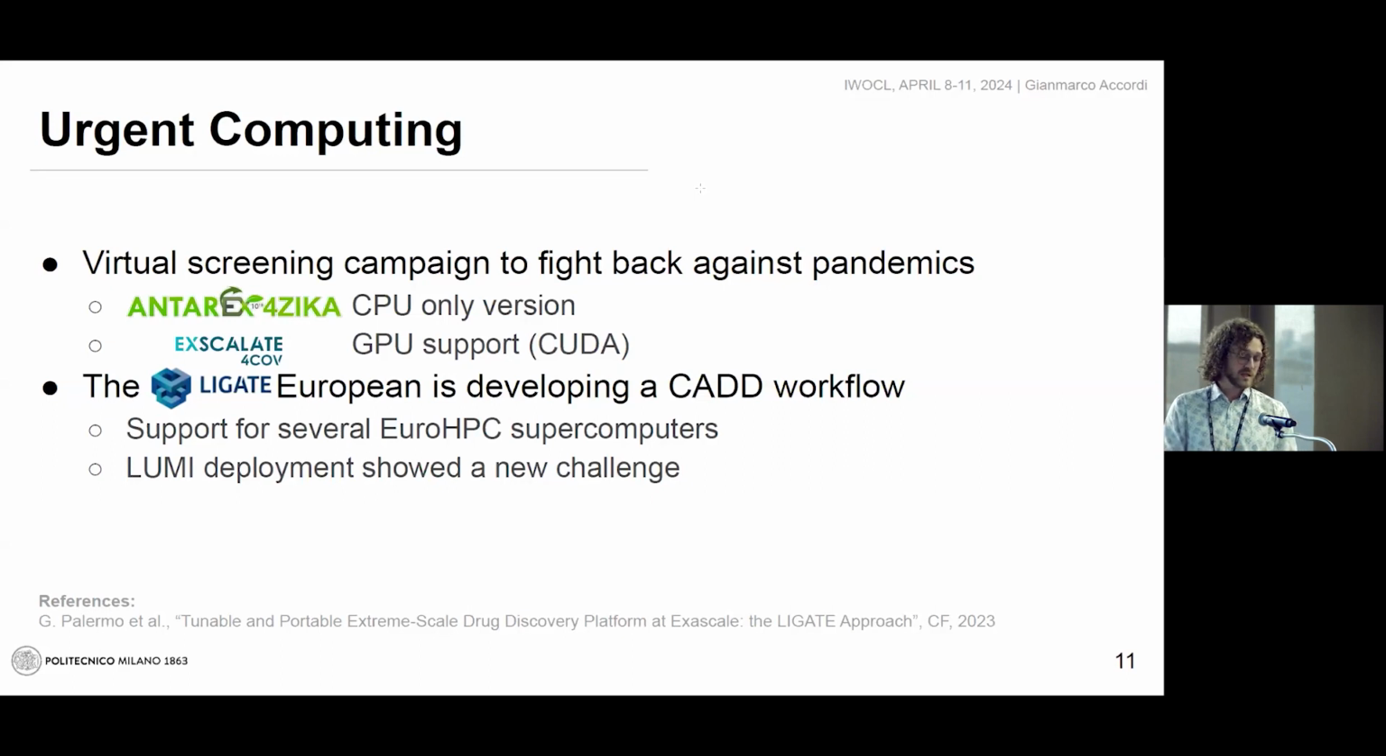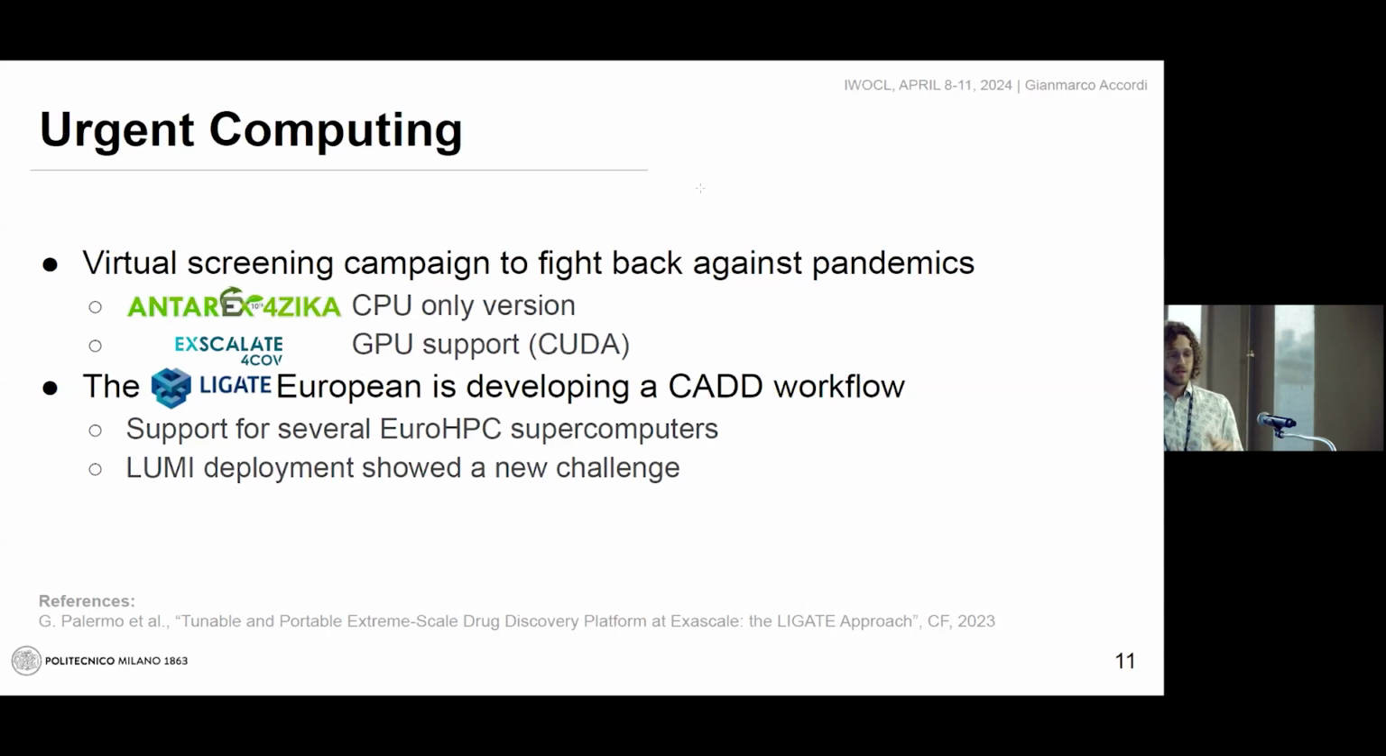So, for example, for Zika, it has been used in the ATAREX for Zika process, but only the CPU version. And then for the COVID, in the XCAD for COVID virtual screening, also on GPU. And actually, that's, as far as we know, the largest virtual screening campaign ever run. We screened almost 1 trillion compounds in 60 hours on the Cineca Marconi 100. And after that, we started the development of a computer-aided drug discovery workflow supported on the EuroHPC supercomputers.